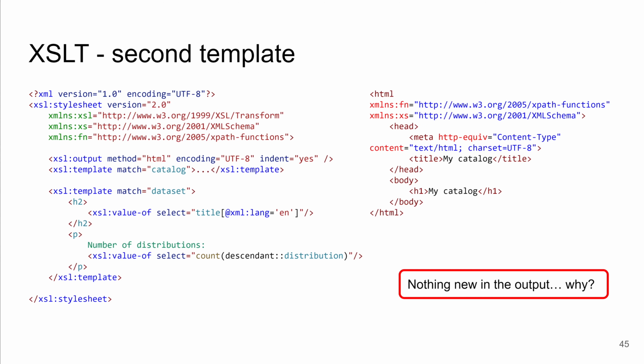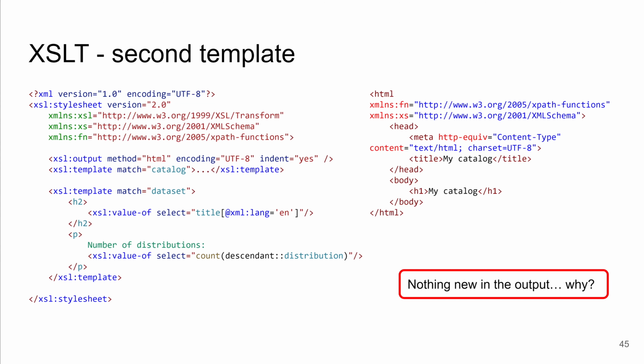And when we take a look at the output, there is nothing new. Why is that when we have the new template that should match the data set? Well, the reason is the way XSLT works. And that is that it goes through the input document element by element. When a template matches, that element gets processed by the template. So in our case, it matched the catalog element, which was the root element of the document.